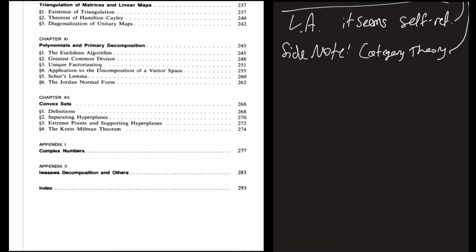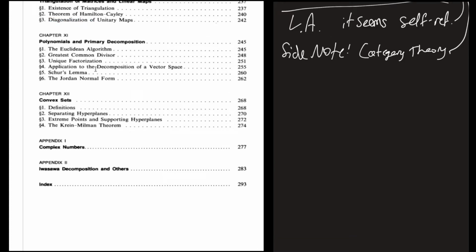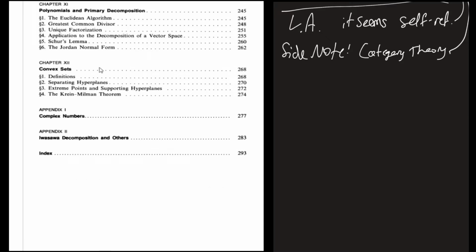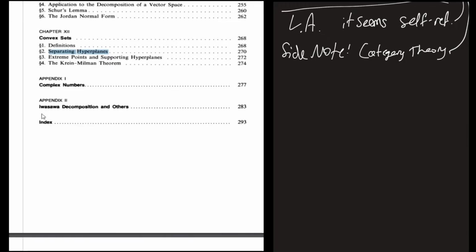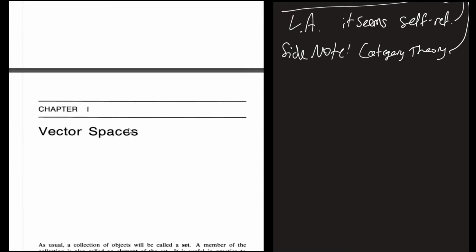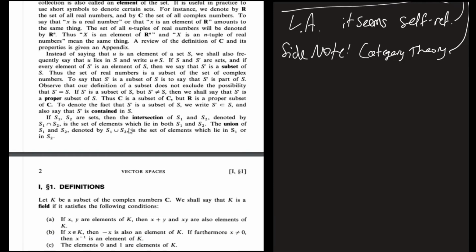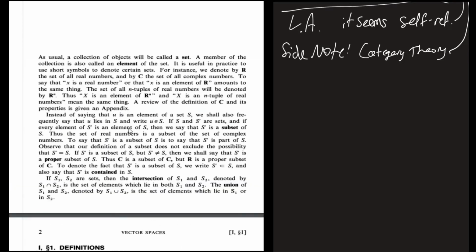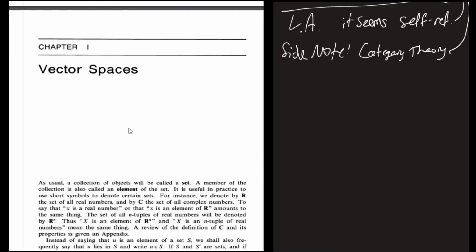Let's see. Diagonalization. That's a super important method. And polynomials of primary decomposition, convex sets, separating hyperplanes. Okay. Hopefully, that sounds super cool. I'm pretty excited about that. Iwasawa decomposition. Oh man. Okay, so this book does look really good. I'm very excited.